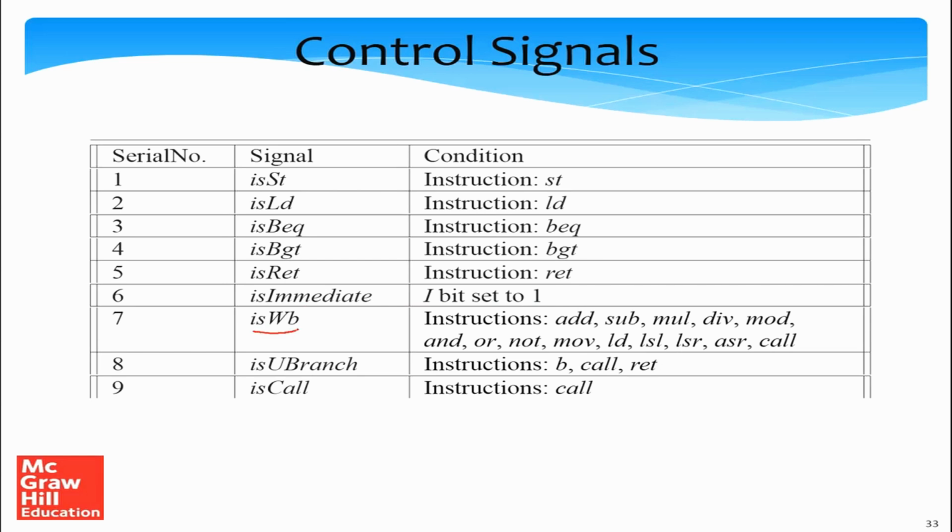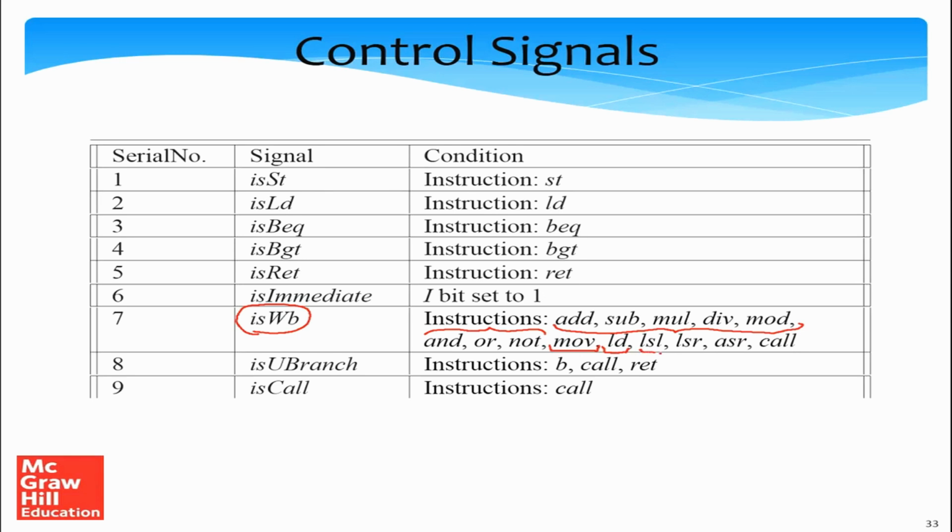The difficult one is write back. So is write back is set for those instructions which write to a register. First, the instructions that write to a register are arithmetic instructions: add, subtract, multiply, divide, and modulo. Then there are logical instructions: and, or, and not. We then have the move instruction, which moves an immediate or a register to another register. Out of the two memory instructions, load and store, only one of them writes to a register. That's the load instruction. Store does not write to a register.